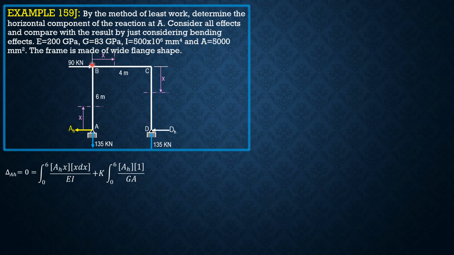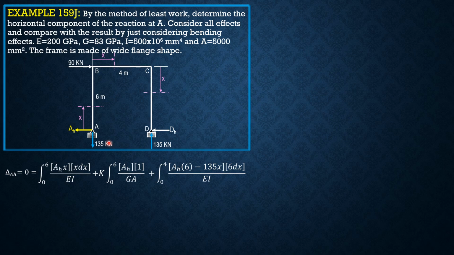For the next section, this is the entire frame to be considered, and the forces to be considered will be this. So priority bending first, so it is AH times 6, moment arm 6, then minus 135 times X, 0 to 4. Derivative of this moment equation is 6, dx over EI. So in this section, there is shear AH minus 90, tension AH minus 90 for axial. So this value here is AH minus 90. Shear, it's constant 135.